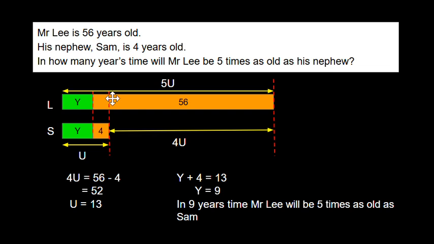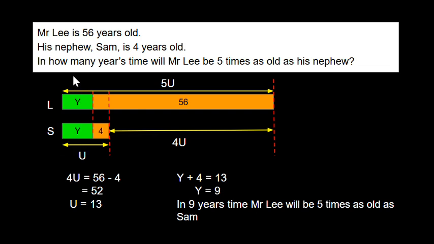Go. Mr. Lee is 56 years old, so we draw a bar of 56. The nephew is 4 years old, so we draw a bar of 4 years. This is what we know. In how many years' time will Mr. Lee be 5 times as old as his nephew? Same thing, both their ages will increase at the same rate. So I add a y, I add a y. Remember, I always add on the left.